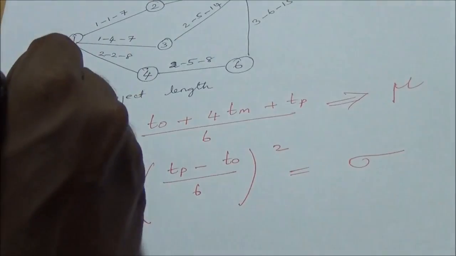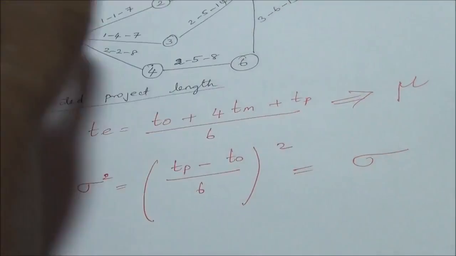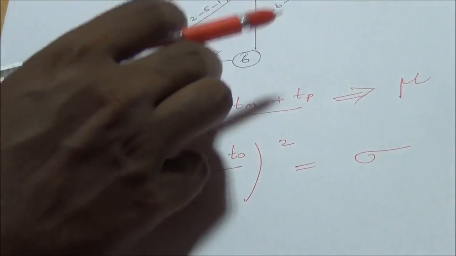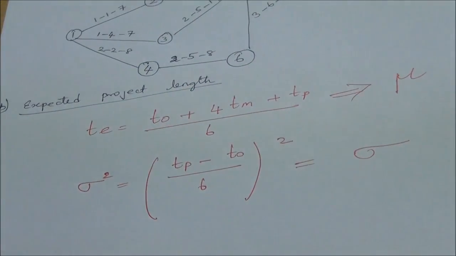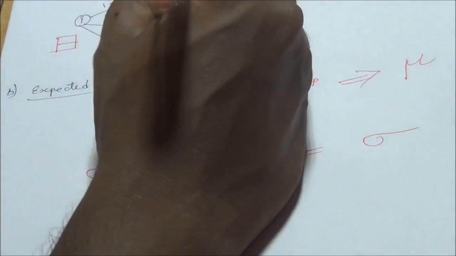To calculate the expected project length, the next step is to calculate the earliest start time and the latest completion time to find the critical path in this graph. So you can apply CPM here.